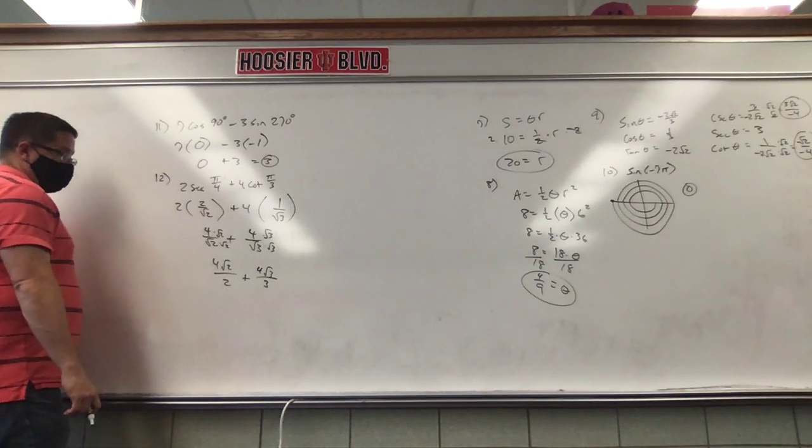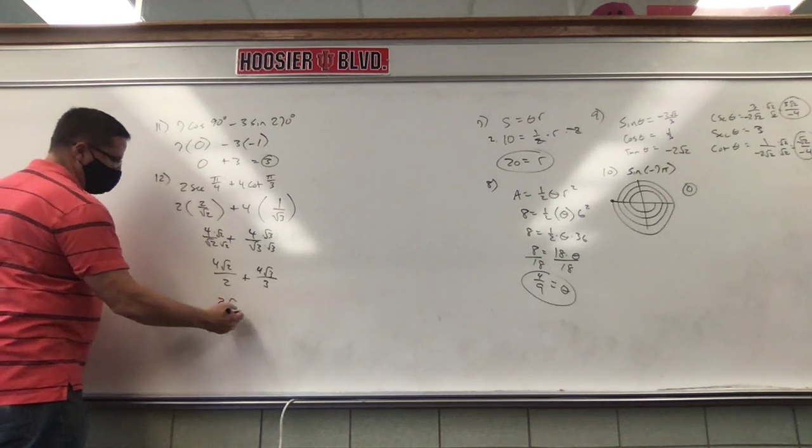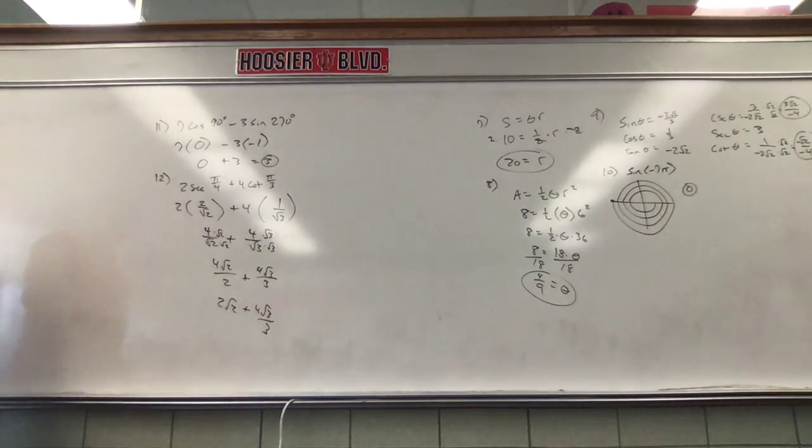We can simplify this a little bit. 4 over 2 is 2. Radical 2 plus 4. Not a very nice answer, but that is what it is. 2 radical 2 plus 4 radical 3 over 3.